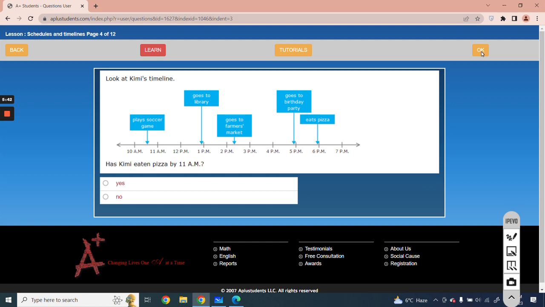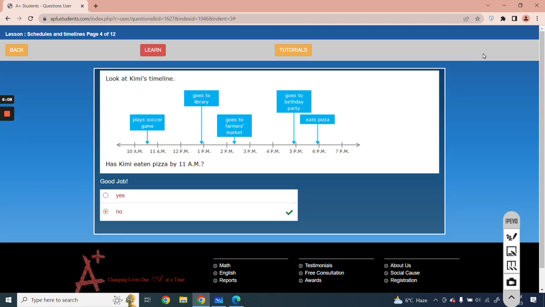Okay, the next one is, look at Kimi's timeline. Has Kimi eaten pizza by 11 a.m.? No. He eats his pizza by 6 p.m. So the correct option is no. Got it? So just select the correct option, then click on the OK button.